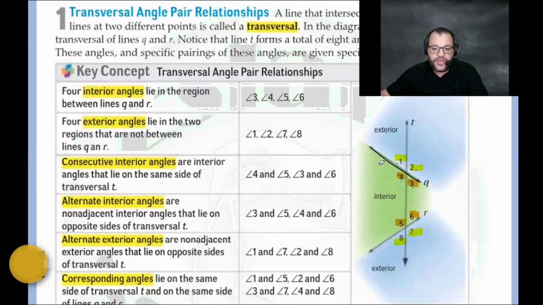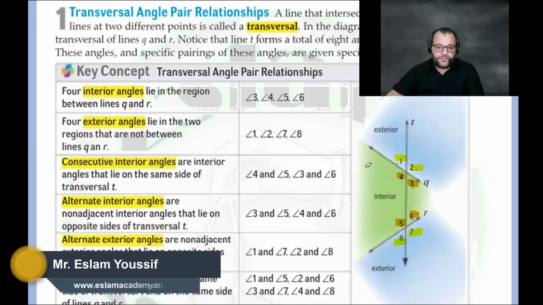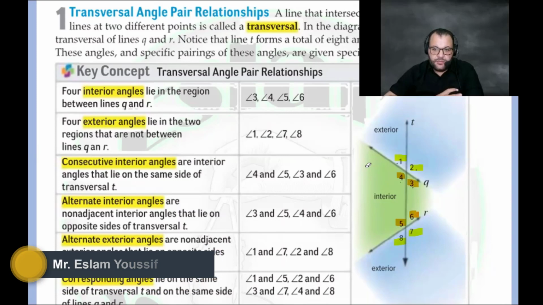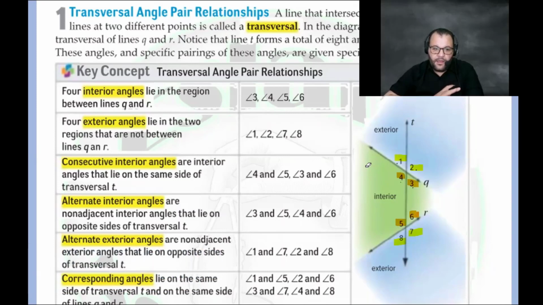Any problem for the interior and the exterior? Okay. So now we have the consecutive interior angle. What is the meaning of the consecutive interior? Consecutive interior angles are two angles that lie on the same side of the transversal. So point number 1, the consecutive interior lie on the same side of the transversal.